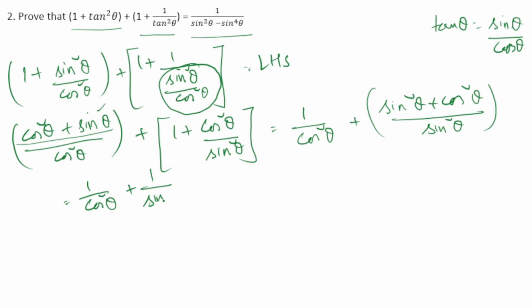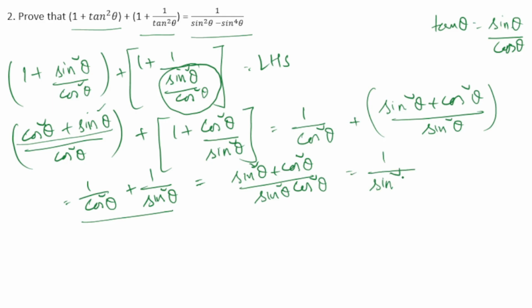It is 1 by cos square theta plus (sin square theta plus cos square theta), it is 1 divided by sin square theta. We will take LCM. It is (sin square theta plus cos square theta) divided by sin square theta cos square theta. It is 1 by sin square theta cos square theta. Okay. Now we will take the right hand side.